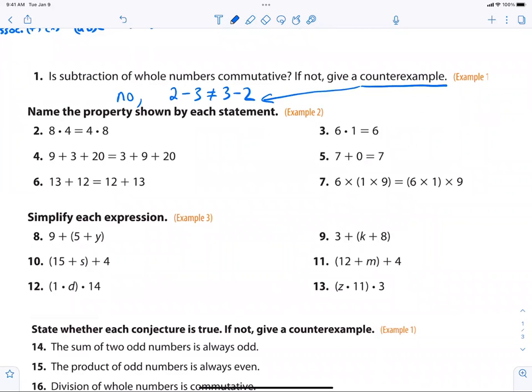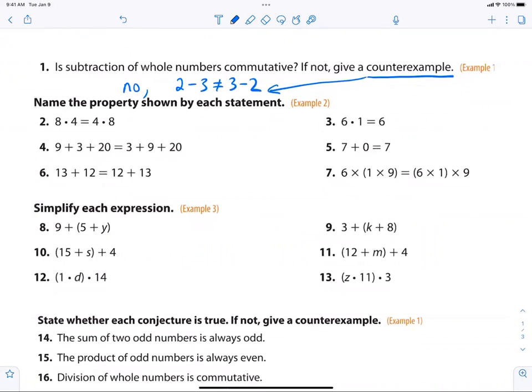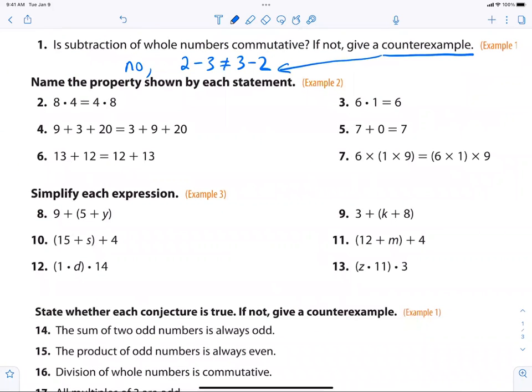All right. Next. Read. What property? Yes. So we're just going to put COMM, and then I need everybody to put a multiplication sign.